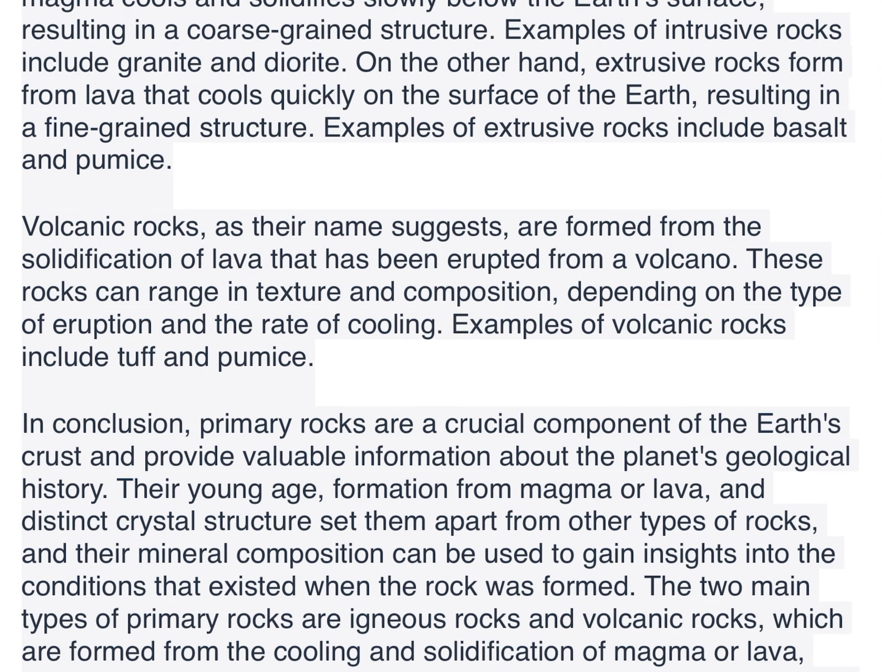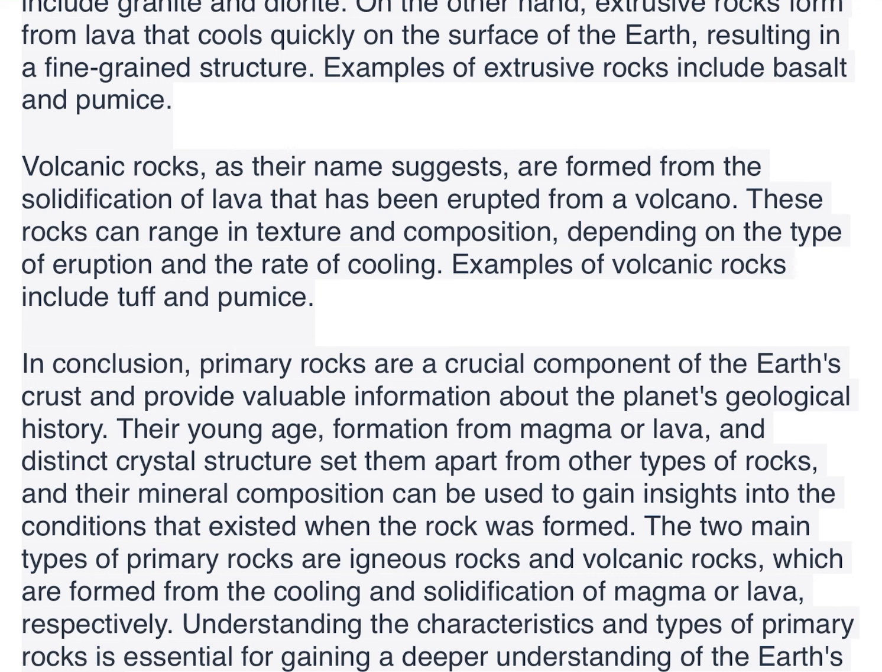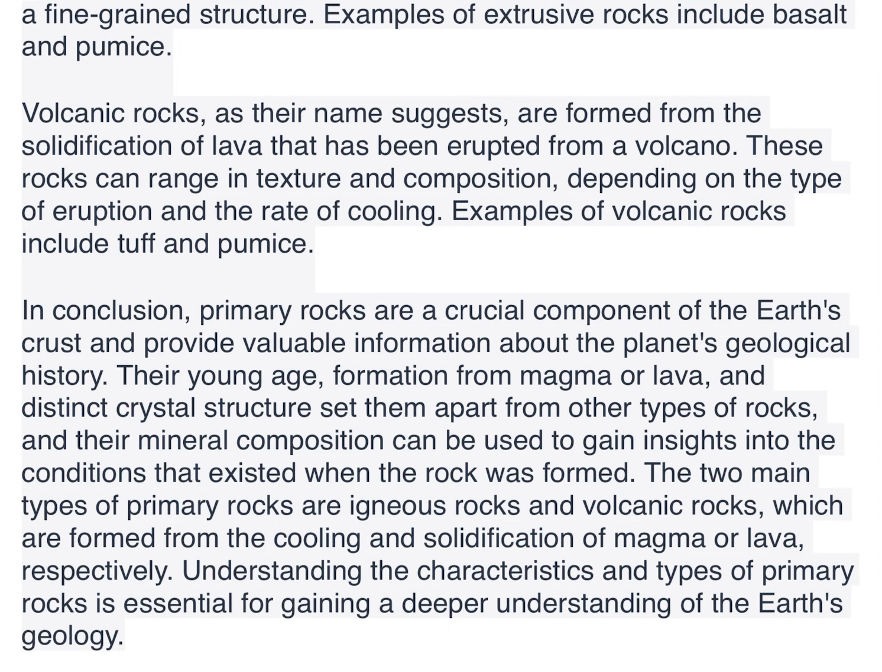Volcanic rocks, as their name suggests, are formed from the solidification of lava that has been erupted from a volcano. These rocks can range in texture and composition, depending on the type of eruption and the rate of cooling. Examples of volcanic rocks include tuff and pumice.